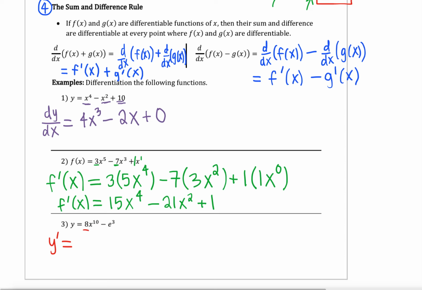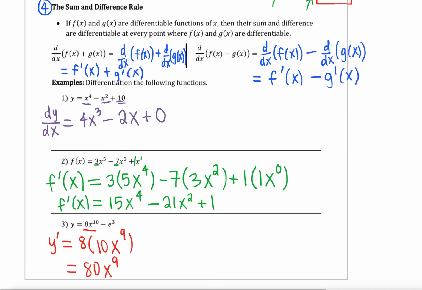For this first piece here, we're going to use both the constant multiple rule and the power rule. So the 8's going to go along for the ride. We can use the power rule by bringing down the 10, and then we'll get x to now the 10 minus 1, or x to the 9th power. That will end up getting simplified, and we'll get 80 times x to the 9th for the first term.